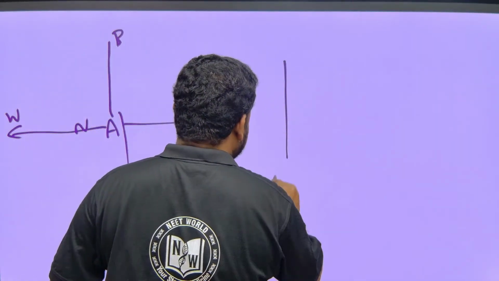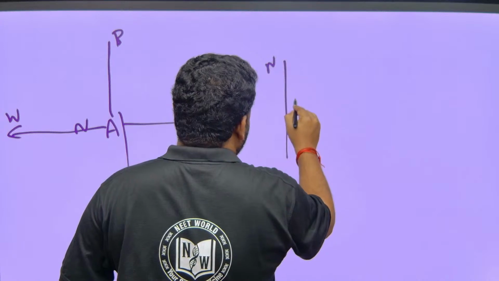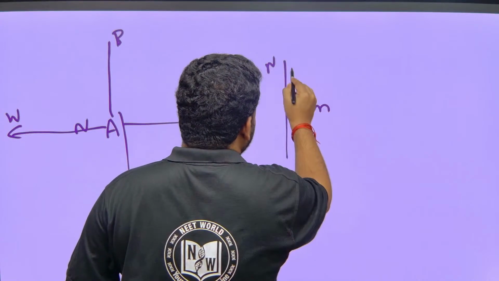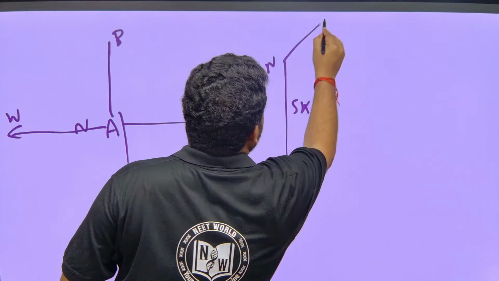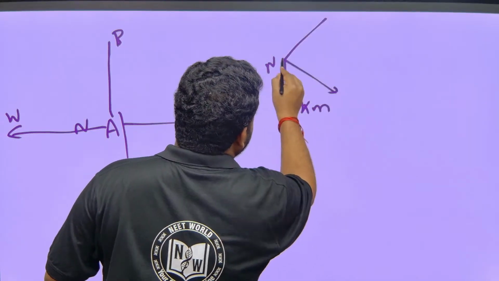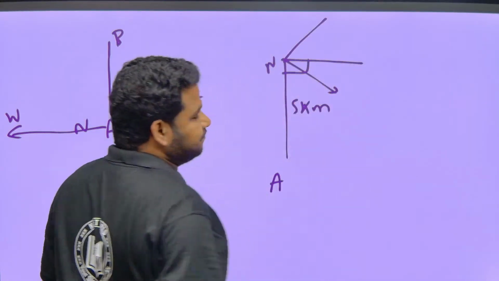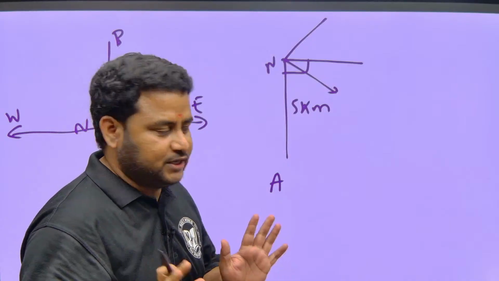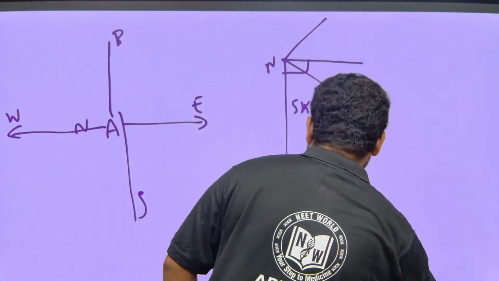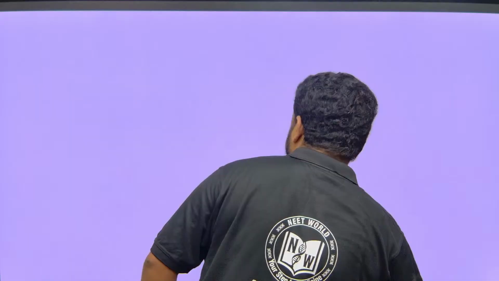Suppose a person A moves north by 5 km and turns to its right. Turning to its right means it is not going to turn like this or like this, it is going to turn exactly 90 degrees. This one basic you have to keep in mind, very important. Now, let us directly go to the questions and understand the concepts.